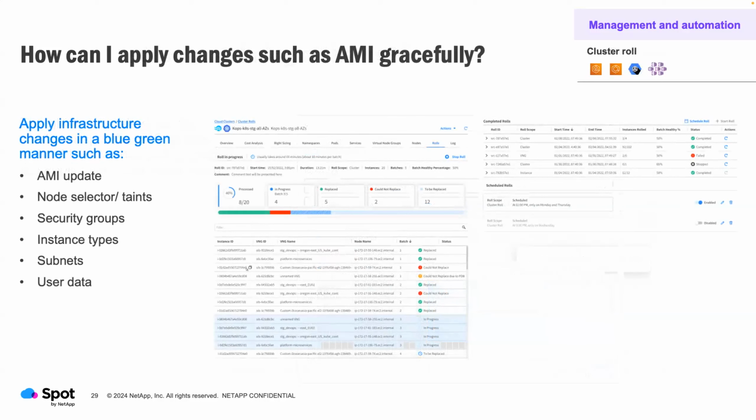Upgrades, always something that comes up, as I mentioned at the start. The way that we handle it is being able to do these deployments in what we call a blue-green manner. We can go through and make our changes to our cluster. So it may just be changing our AMI. It may be changing things like security groups or instance types or subnets, whatever it is, any of those things that we want to change. And we can then choose to do a blue-green deployment of our entire cluster.